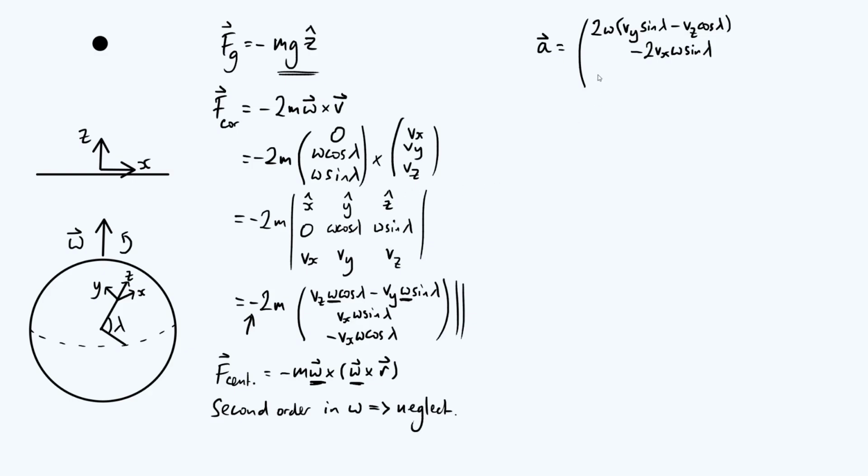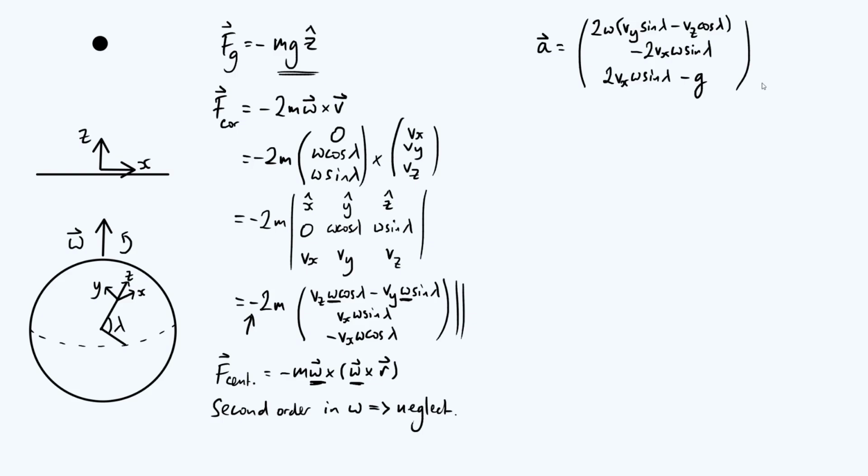So what's going to happen is that our z component of acceleration will be 2 vx omega sine lambda minus the gravitational acceleration g. So there we go, that's our acceleration vector to first order in omega. Now, we're going to make another approximation, and in fact we should make another approximation for consistency. The idea here is that we've already said omega is small, so we're solving this problem to first order in omega.